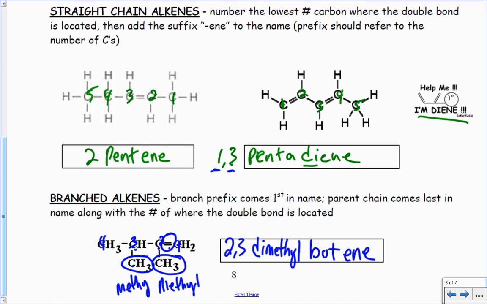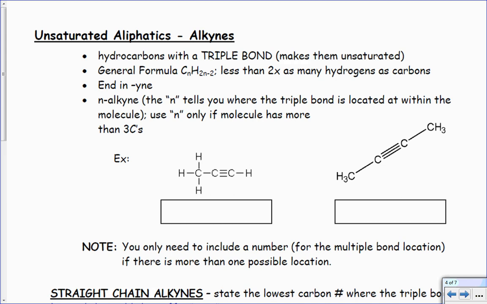Now the beautiful thing about naming things is I can go forwards or backwards. I can go from the structural formula to the name, which I just did, and then I can go backwards. I can give you the name and you give me the structural formula, but because of these rules, I can get it right every time.